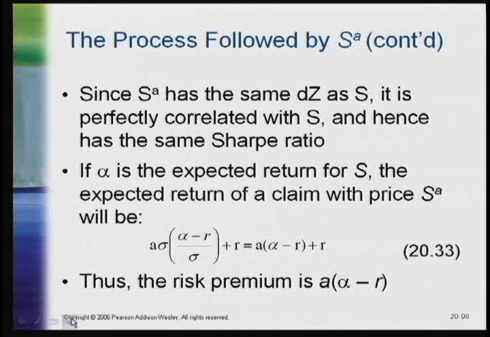If alpha is the expected return on s, we can calculate the expected return on s to the a. Namely, the expected return on s to the a is the Sharpe ratio of s in parentheses, times the vol of s to the a, plus the risk-free rate. Remember, we had a formula earlier that says that if we know the Sharpe ratio of a security and multiply it by its vol and add the risk-free rate, we get the expected return of the security.